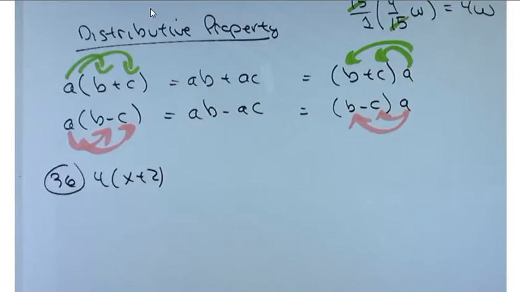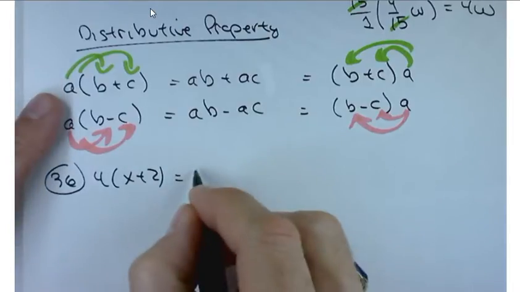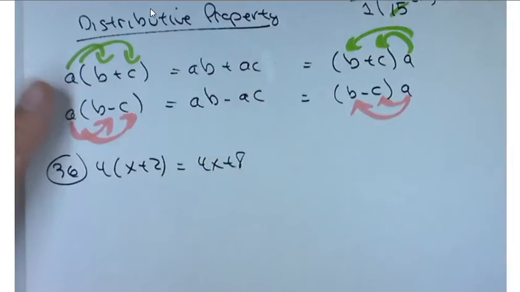Nick, can you distribute that for me? What would I get? Perfect. 4x plus 8. Nice, and that's what I would expect. I don't want you to necessarily write it out in any great detail. Thanks, Nick.